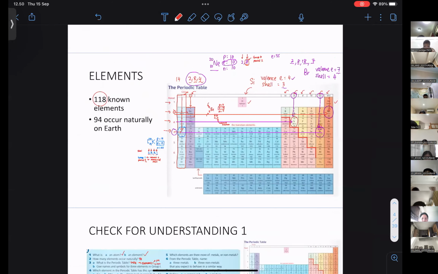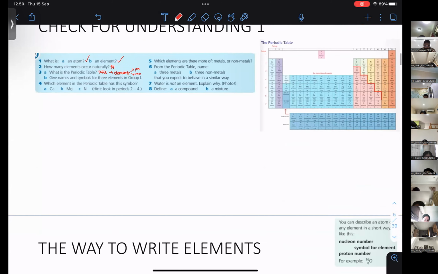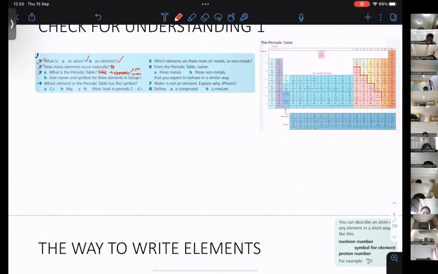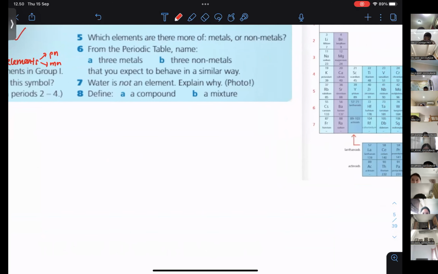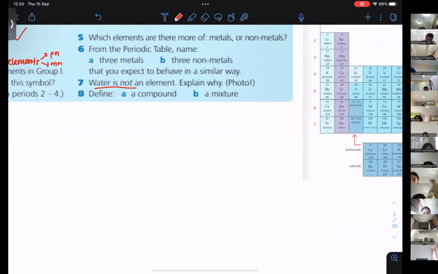So if you carry on here, let's say, for example, which element... I think all of this you can do. Okay, I think this one also you can do. Water is not an element, explain why. Water, H2O. Can someone tell me? Maybe Jesselyn, can you tell me why water is not an element?